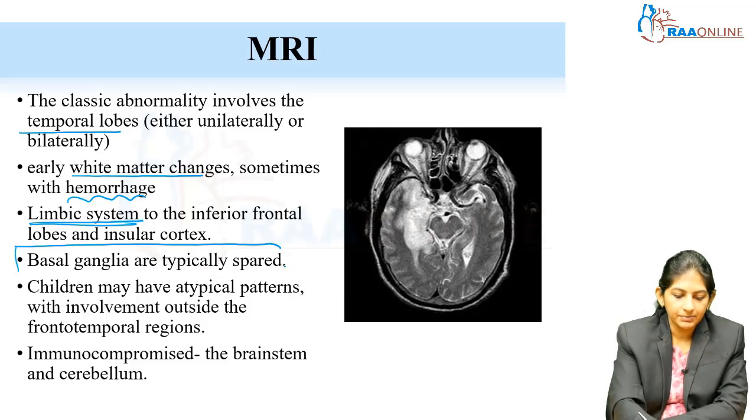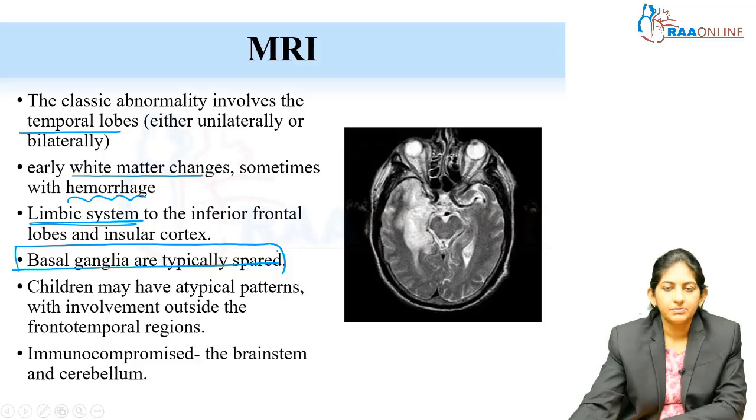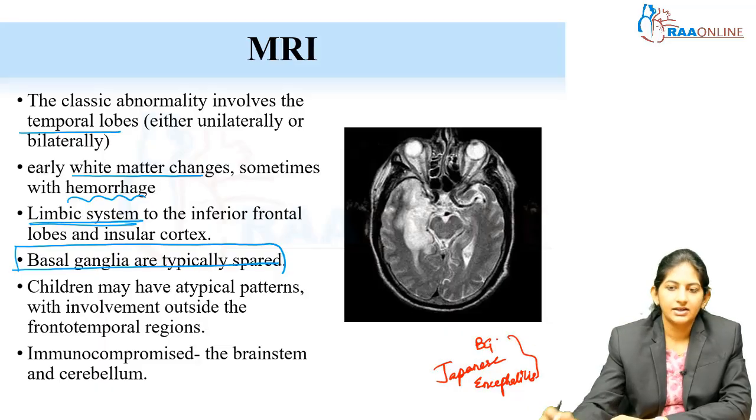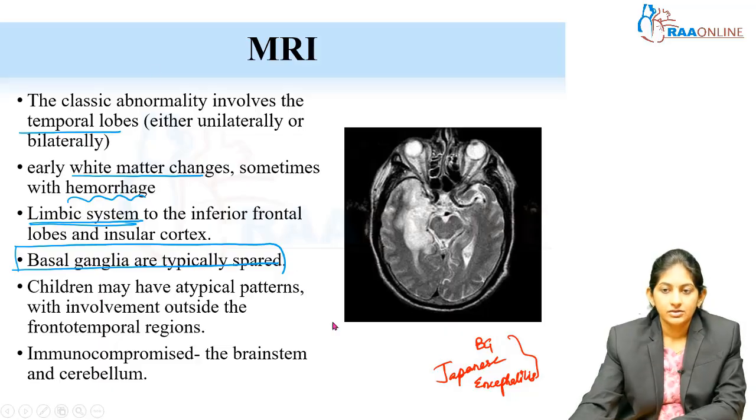Basal ganglia will typically be spared. The encephalitis where we see typical basal ganglia involvement is Japanese encephalitis. Typically the substantia nigra and thalamus will be involved in the basal ganglia. So Japanese encephalitis is for basal ganglia. Here the basal ganglia is typically spared.